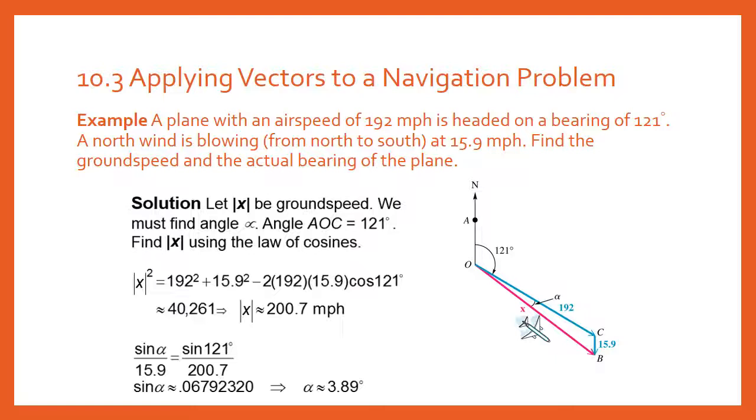Then we have another vector going from O to B, and that represents the actual bearing and the actual ground speed of the plane. That's what we need to find. The angle in between OC and OB has been labeled as alpha. Now the first thing we need to understand is that the O to N, that vector going north, and the vector CB are parallel to each other.